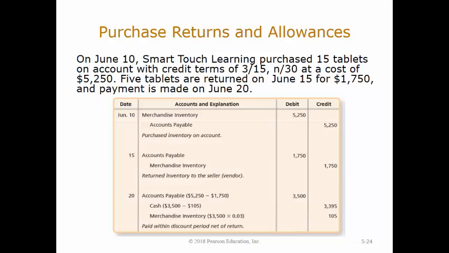When Smart Touch Learning makes payment on June 20th within the discount period, it will calculate the discount on the amount due less the return of $3,500, which is $5,250 minus $1,750. Smart Touch Learning's discount will be $105, which is $3,500 times 3%.